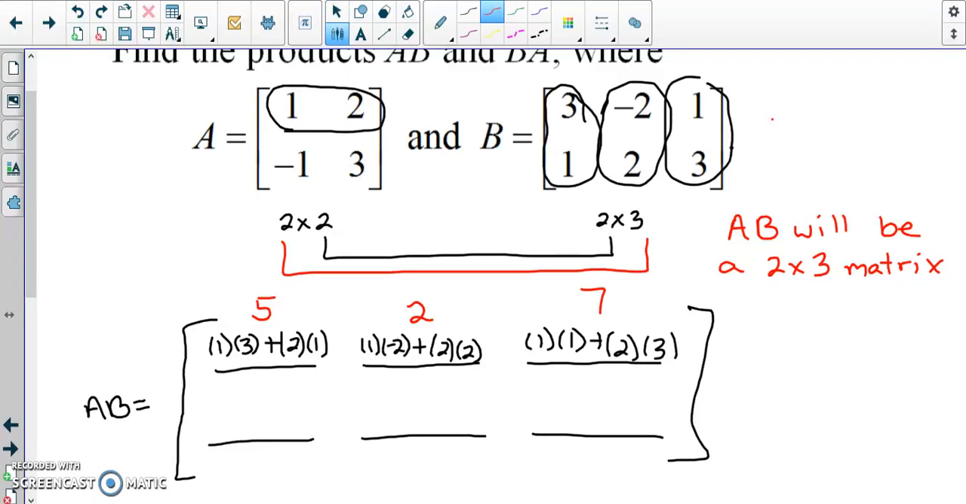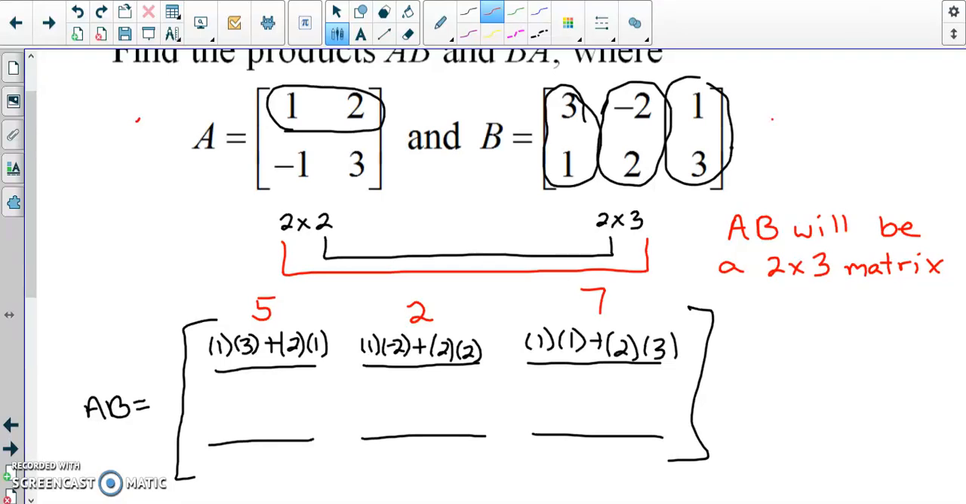Okay, we're back on the second one. Let's finish up this matrix multiplication here. For those top numbers, again, to get the 5, the 2, and the 7, we take the first row times the first column, first row times the second column, first row times the third column.